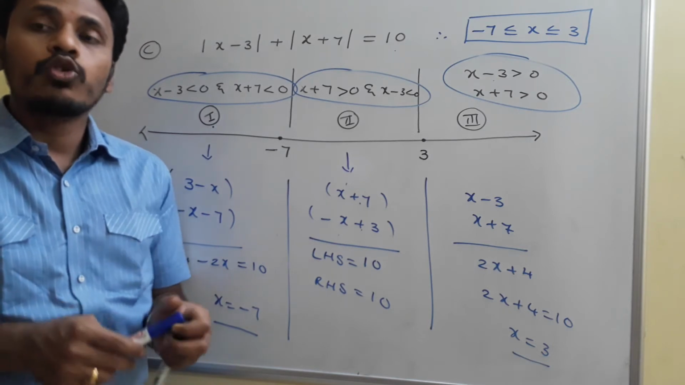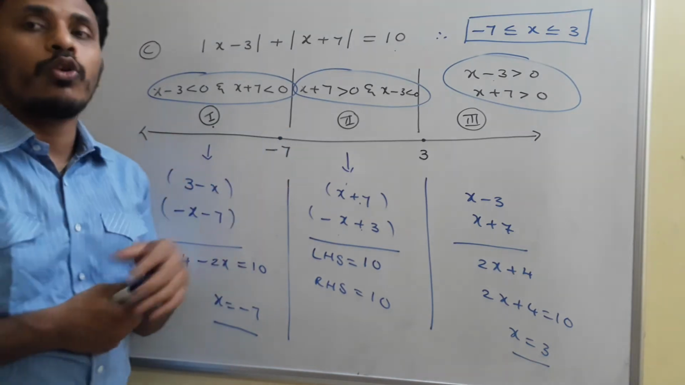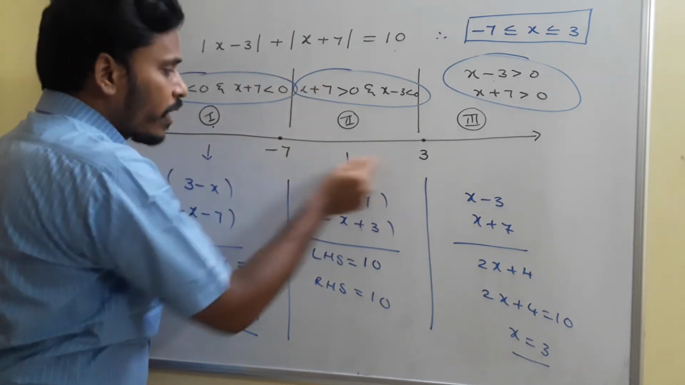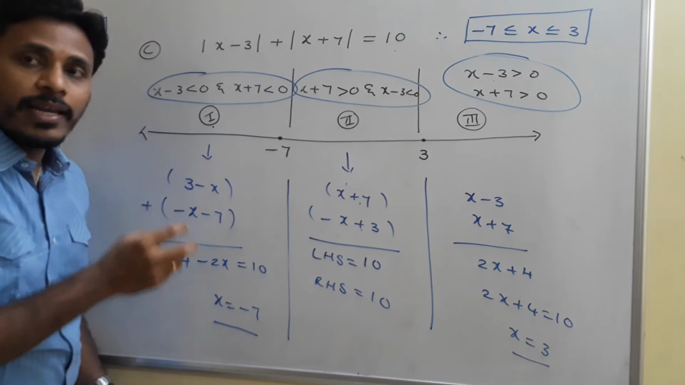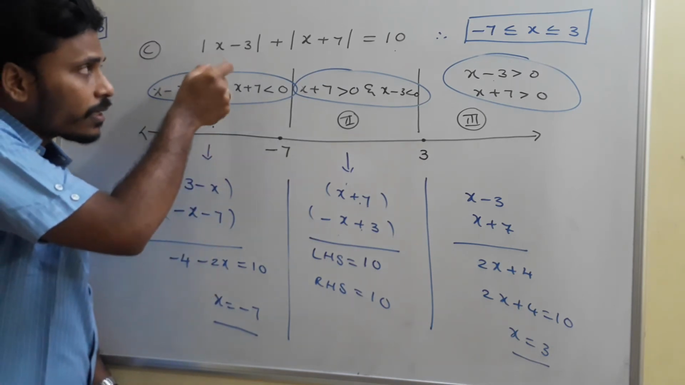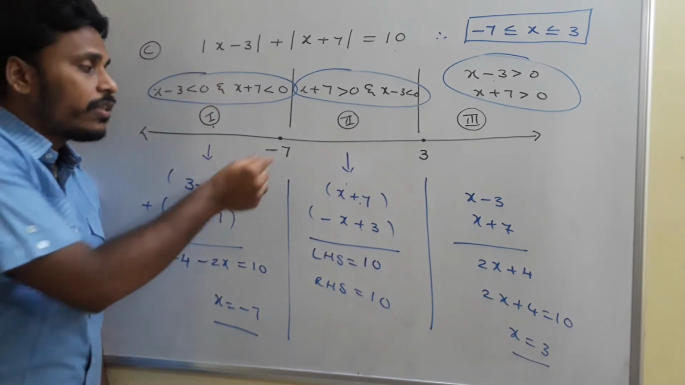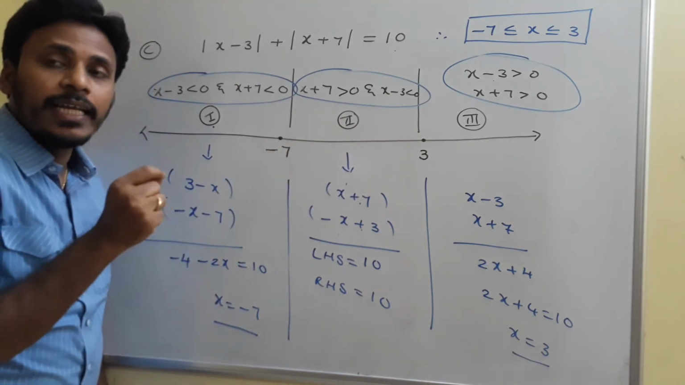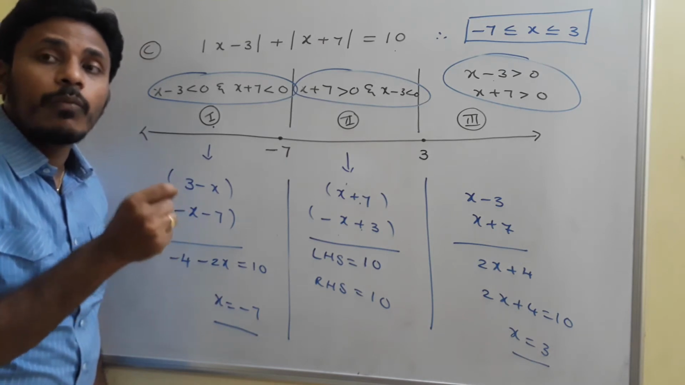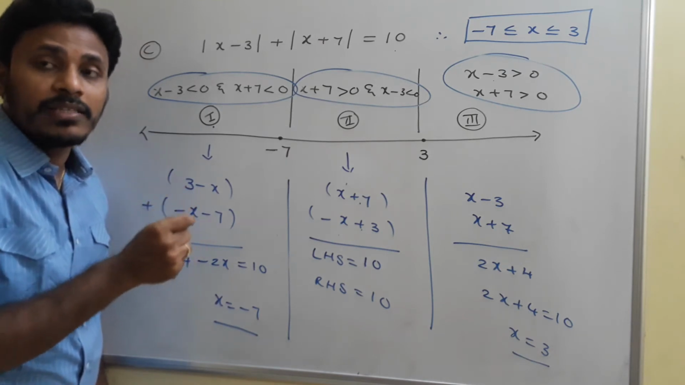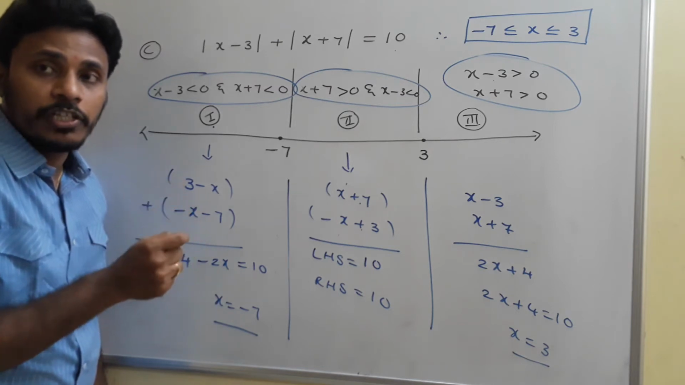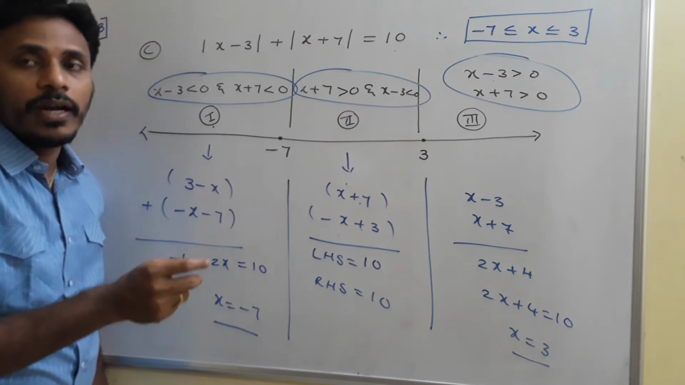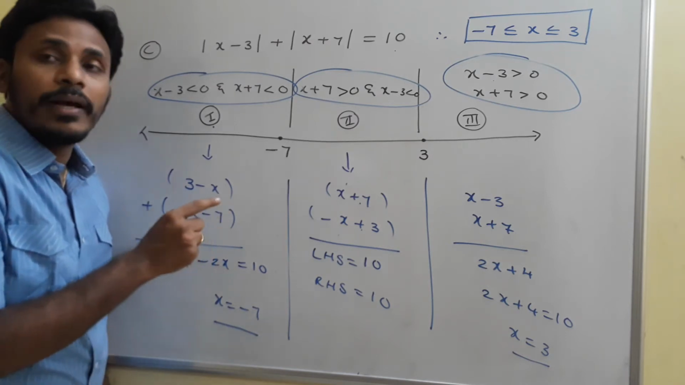But we need to solve the problem by dividing it into different cases by concentrating on these values, minus 7 and 3. Since minus 7 and 3 decide the nature of the expression in the modulus, these values are usually known as critical points. Critical points, because the situation is somewhat critical at those points. The analysis of the modulus of that expression is somewhat different and difficult at those points, and that's why we call them critical points.